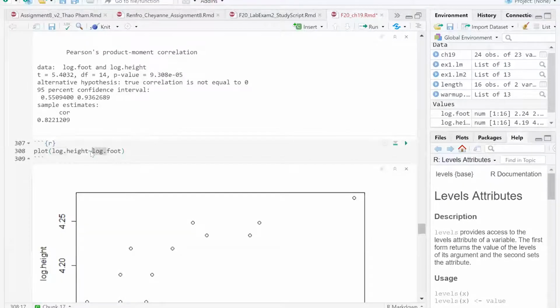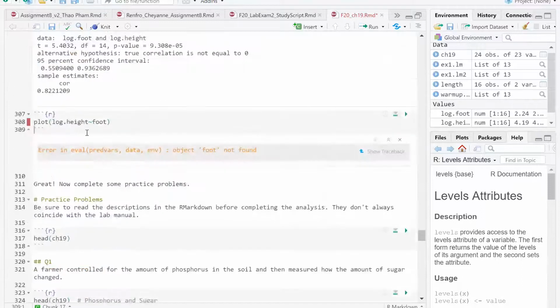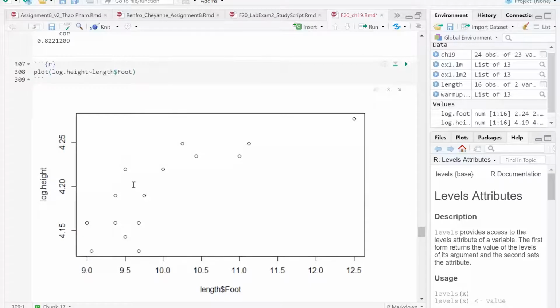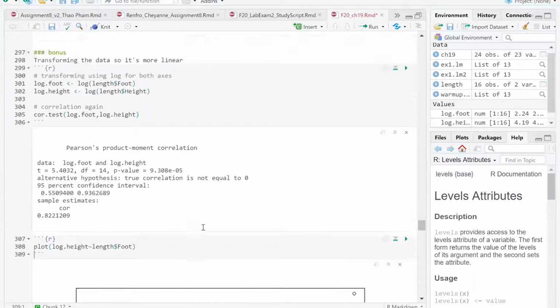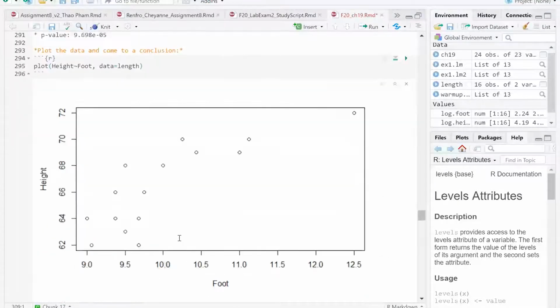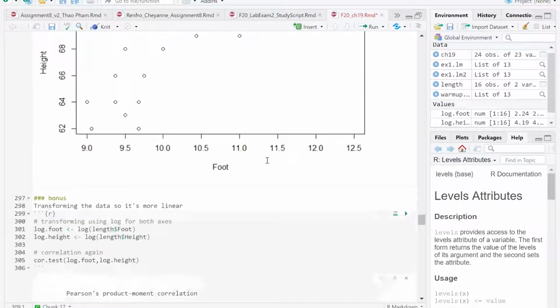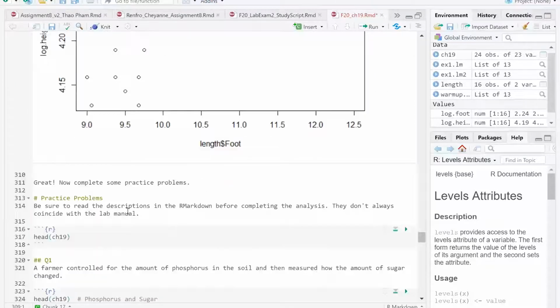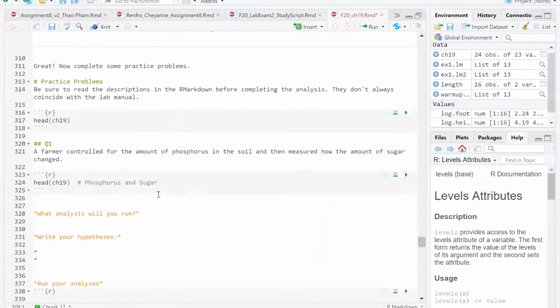Oh, that's why. Yeah, that didn't really do it either, so never mind. But those are some options. Again, I'm not going to have you transforming any of the data to make it more linear, so don't worry about it. But yeah, that's actually it.